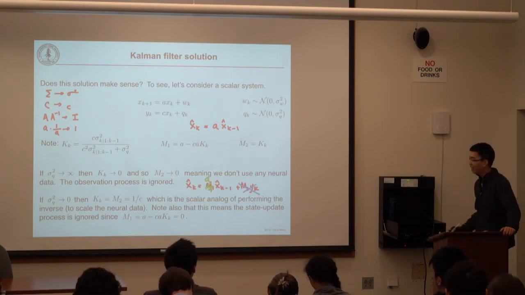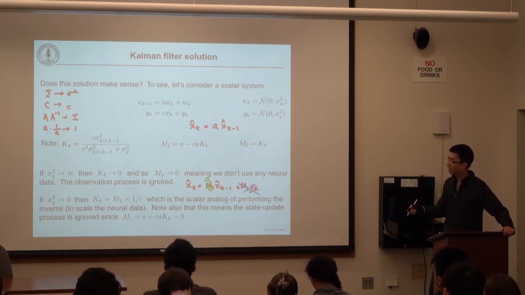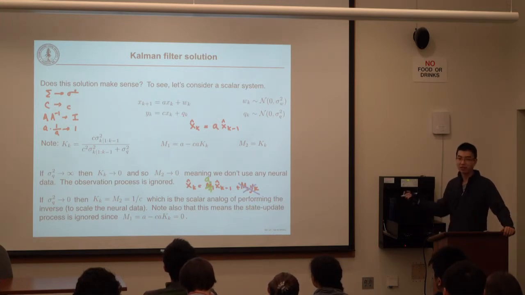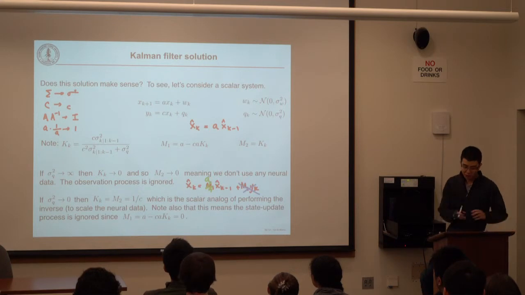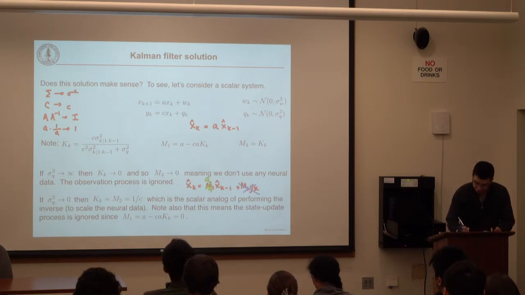All good, right? And so now let's do the opposite. Let's turn this noise down to 0 so that this equation is perfect. Then what would the equation for x hat k be? So we'll do this in purple.